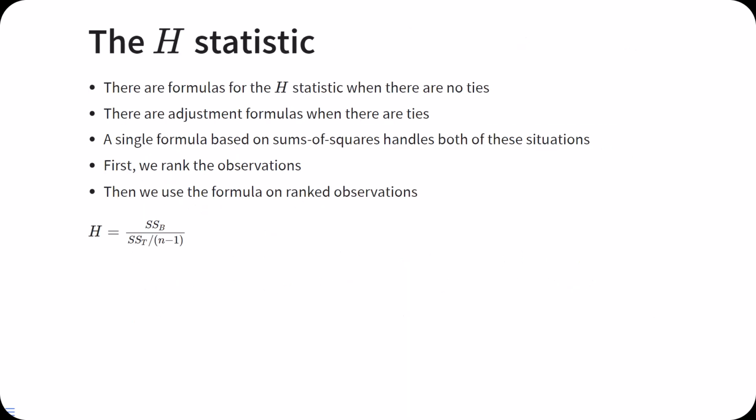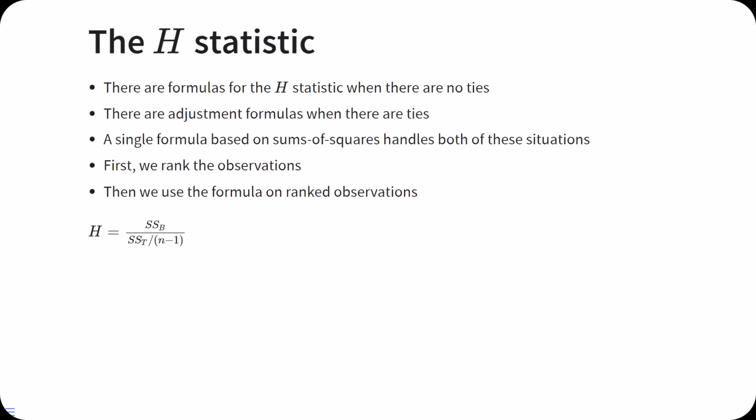Now let me introduce you to the Kruskal-Wallis H statistic. There are popular formulas for the H statistic when there are no ties, and there are also popular adjustment formulas for when there are ties. I'm going to show you a different way to calculate H that doesn't rely on any of these formulas and is a single formula based on sums of squares that handles a situation with or without ties, so you don't have to have alternative formulas.